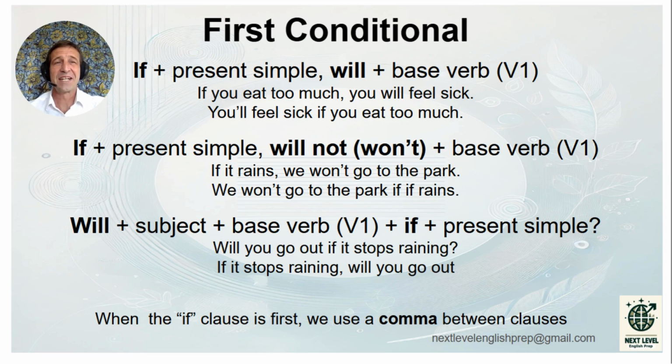You can also make negative and question forms. The negative is if plus the present simple and then a comma, will not or won't plus the base verb or verb one. And for the question, we can use will plus the subject plus base verb and if and the present simple. It's really that easy. One part for the condition and one part for the result.